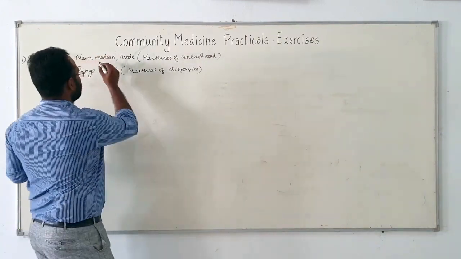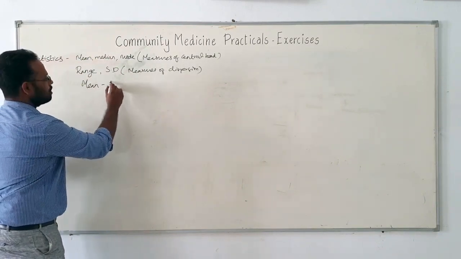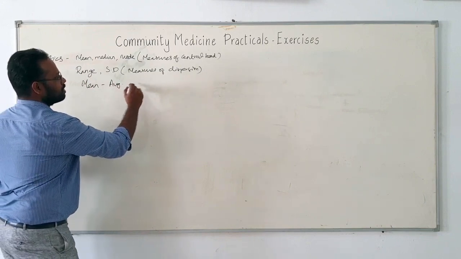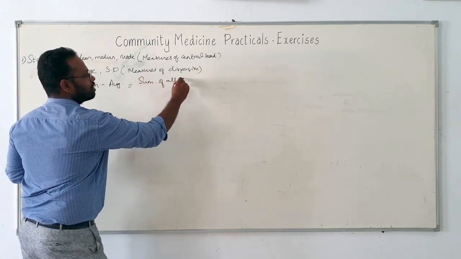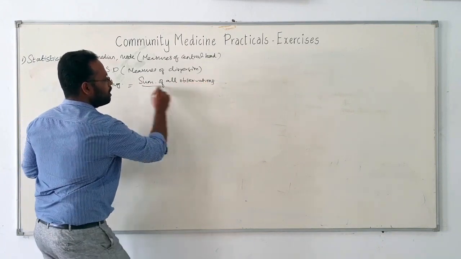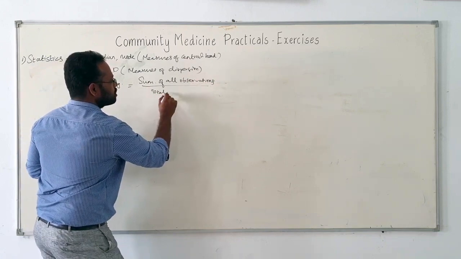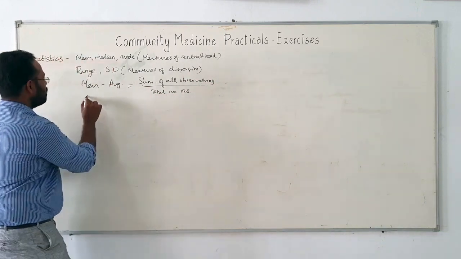So it is given by the formula: mean is otherwise called the average, which is equal to the sum of all observations divided by the total number of observations. That is your mean.